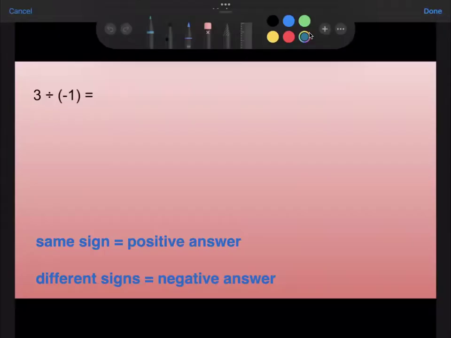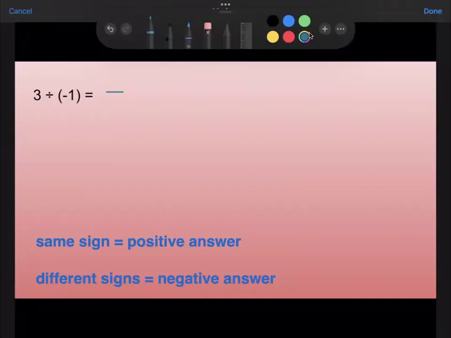So let's use those rules to look at this problem. And the way that I like to do the dividing integers is I do it in two separate steps. The first step is to decide whether my answer is going to be positive or negative based on the rules. So we can see in 3 divided by -1, we have two numbers with different signs. The 3 is positive and the 1 is negative. So I know this is going to be a negative answer. So I'm going to go ahead and put a line there so that I know I've already thought about this.